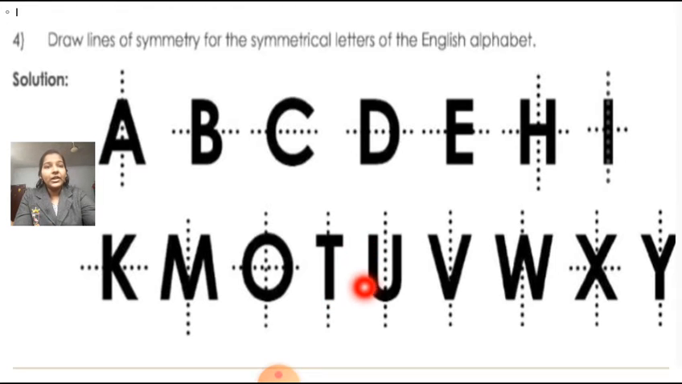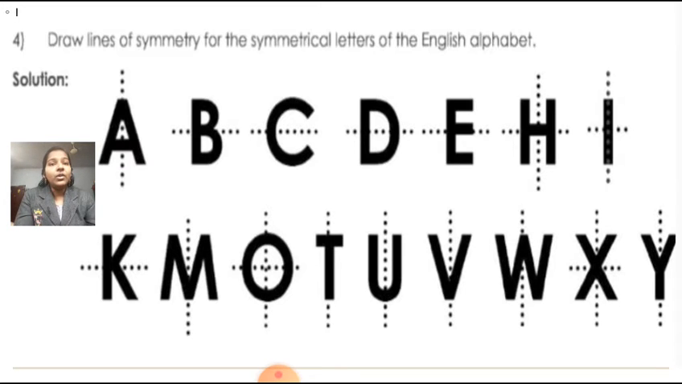Now in U, you can draw a vertical line of symmetry. In V, a vertical line of symmetry. In W, a vertical line of symmetry. In X, a vertical line of symmetry and a horizontal line of symmetry. Both we can draw. And in Y, a vertical line of symmetry.